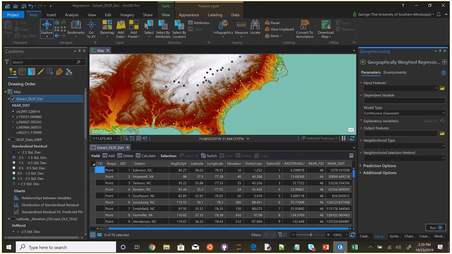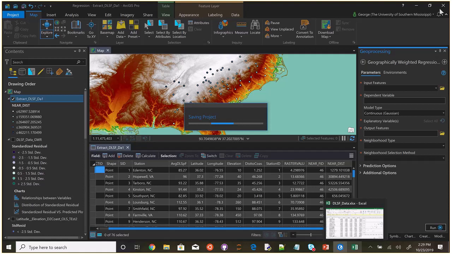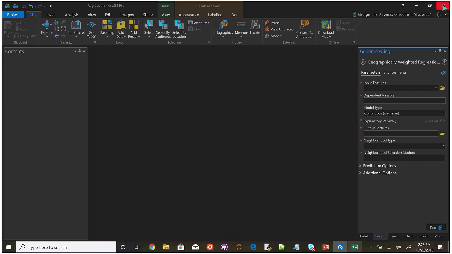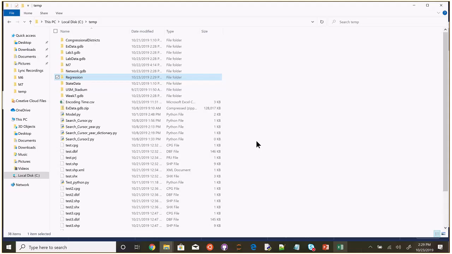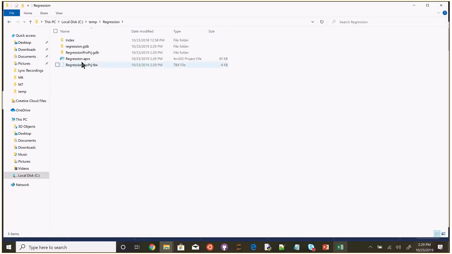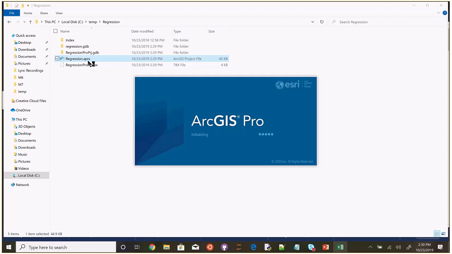I'm going to close down this project, save it, close it. You could leave it open if you want, but there is actually an ArcGIS Pro project inside of this folder. So make sure that you extract it so there's not a zip file in the path. You take that folder out of the zip file, put it somewhere else in your directory structure. Then you can open the project, and when you do that, the data for the project will automatically be loaded because I told it to save relative paths rather than absolute paths.